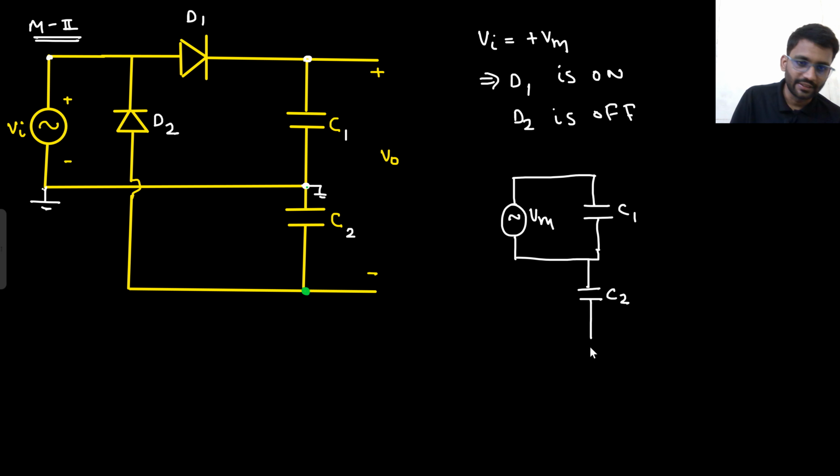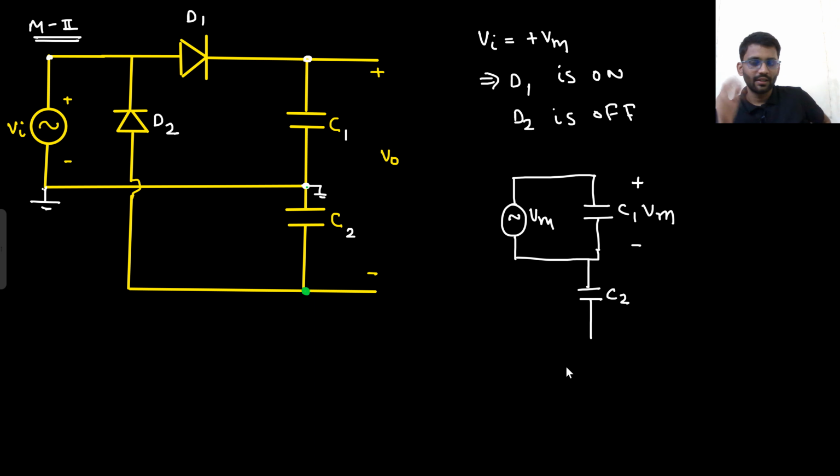No charging will be there. This end is not grounded. This end is open-ended because this is off. So there is no meaning of that. So all are open-ended, so C2 is open-ended, and there is no meaning of C2 here. So C1 will be charged to plus Vm. This is the first cycle. Okay. In the next cycle, what will happen?